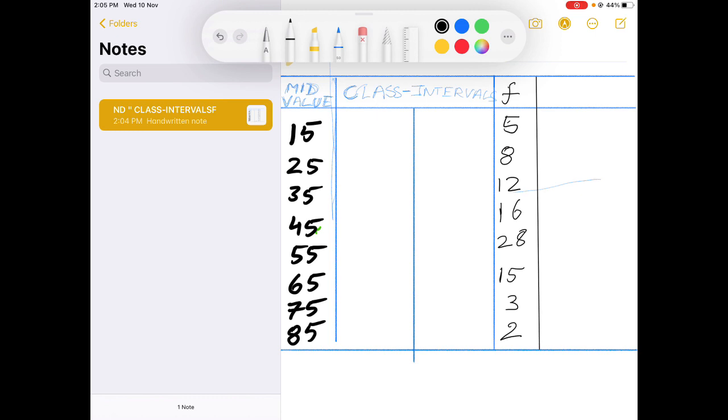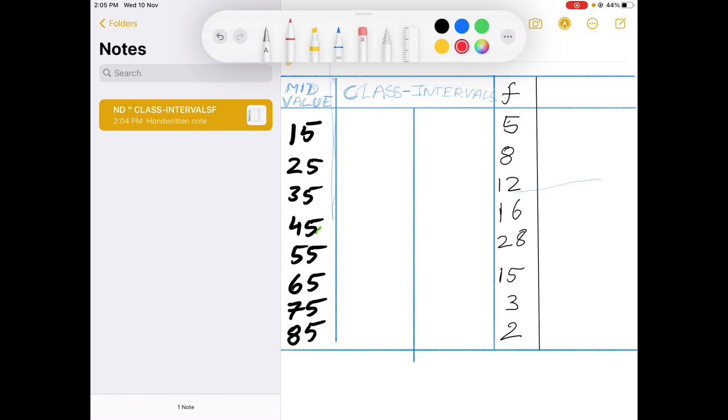So now here, instead of the class interval, we are given the mid values directly. Now suppose we have to find the mid values. First step is we take the upper limit of the class interval, the lower limit of the class interval, and add them and divide by 2. But here we are directly given the mid value, so we actually don't need to calculate it.